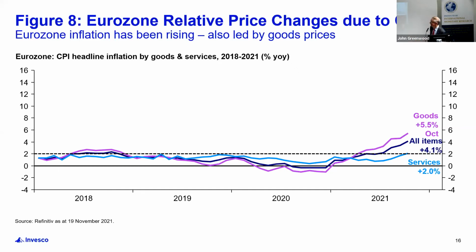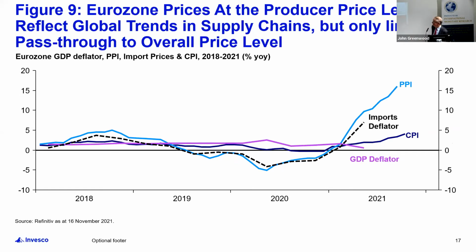Wrong. If we look at now further up the supply chain in Europe, we have the same sort of thing. Producer prices rising very rapidly, over 15–16% for the Eurozone as a whole. Import prices rising sharply, but the CPI more modestly, and the GDP deflator still, well, we don't have up-to-date data for the Eurozone, but basically that's going to be broadly in line with the CPI.